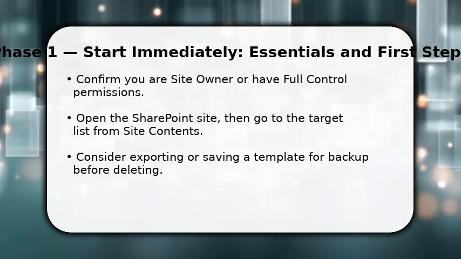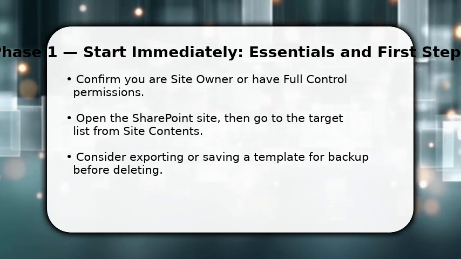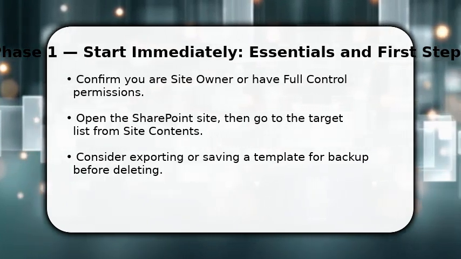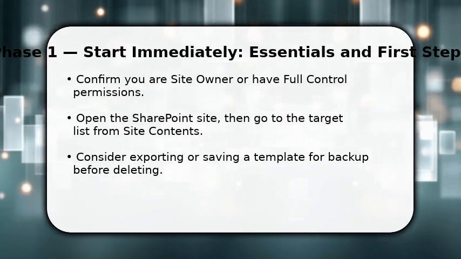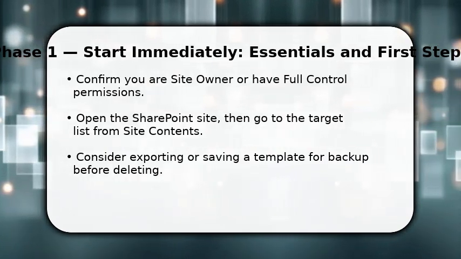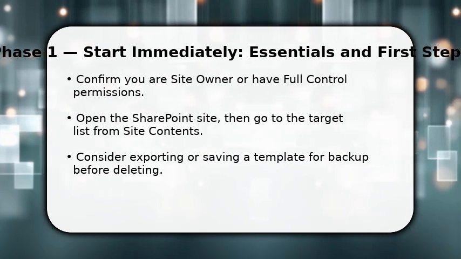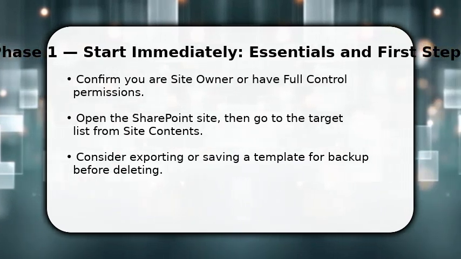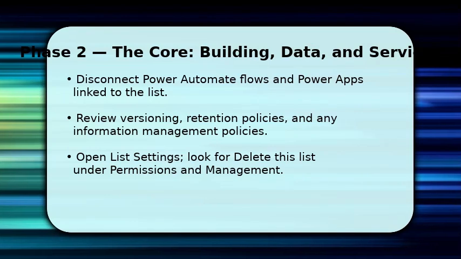Now click the list to open it, make sure no one is actively using it, and check connected Power Automate flows and Power Apps before continuing. Next, you handle the complex middle steps. Disconnect any Power Automate flows, remove Power Apps forms, and detach custom integrations so there are no orphan connections.